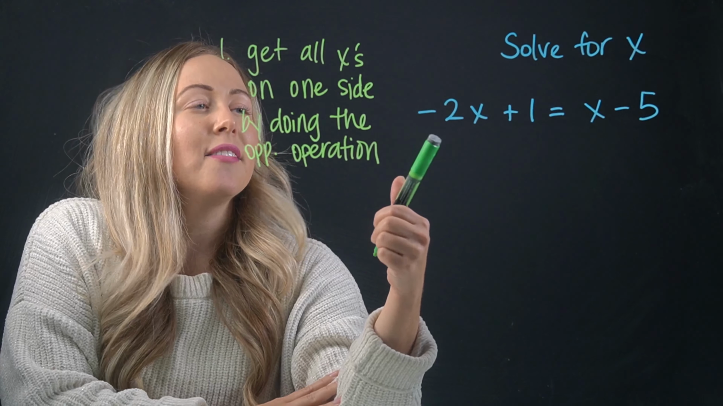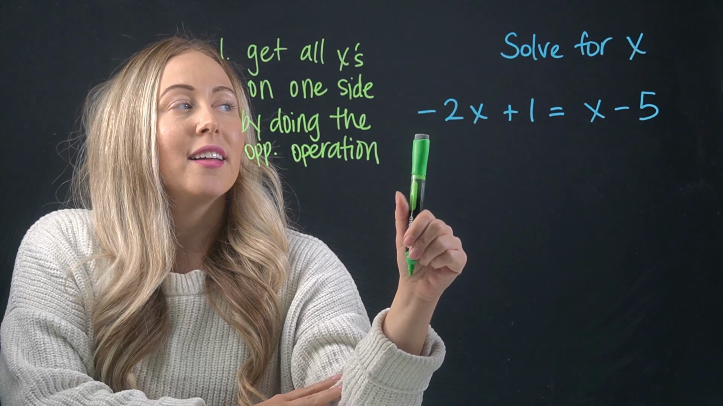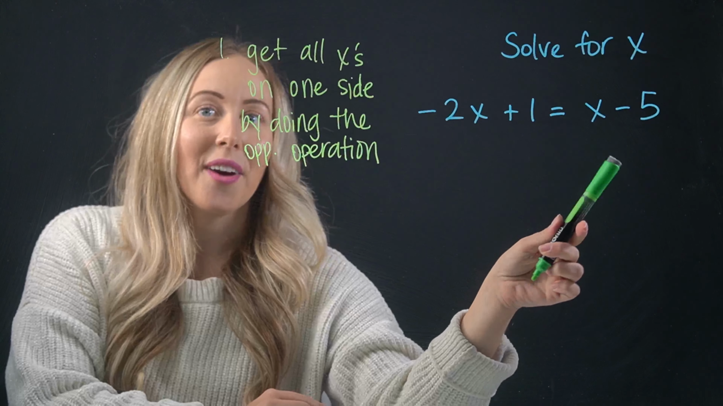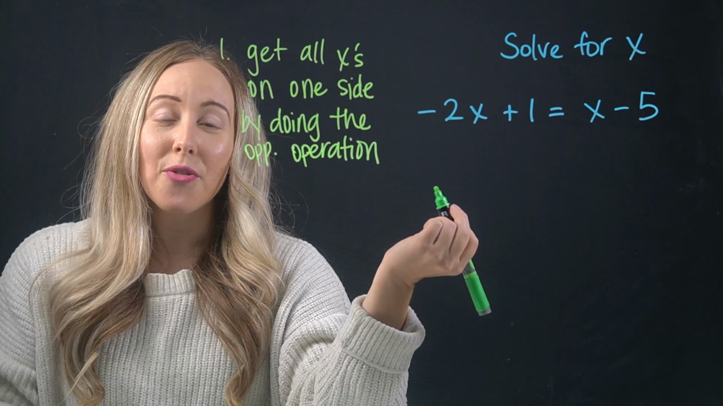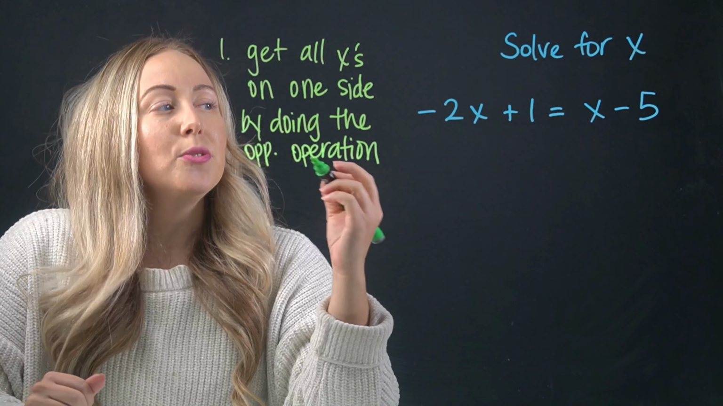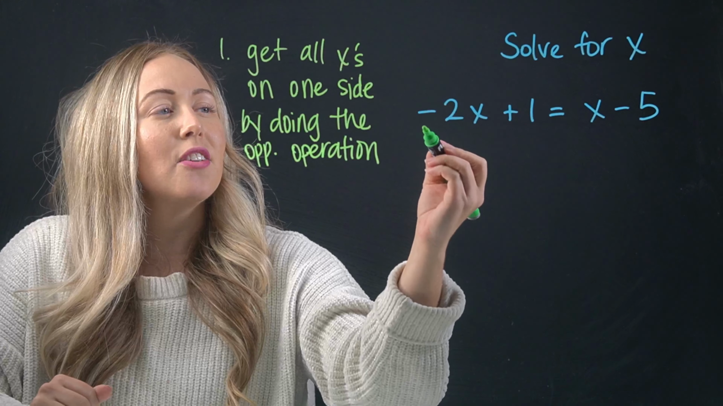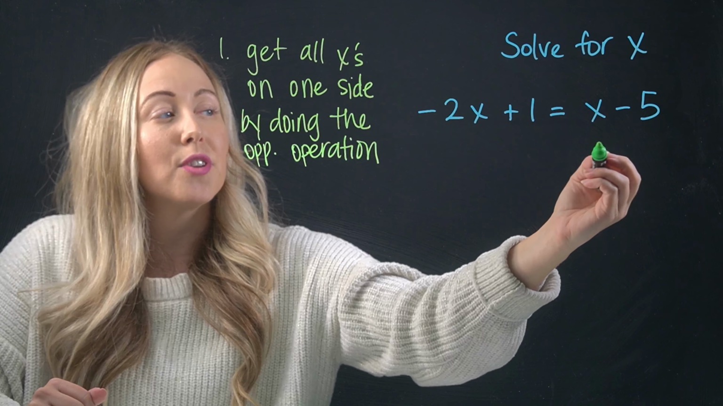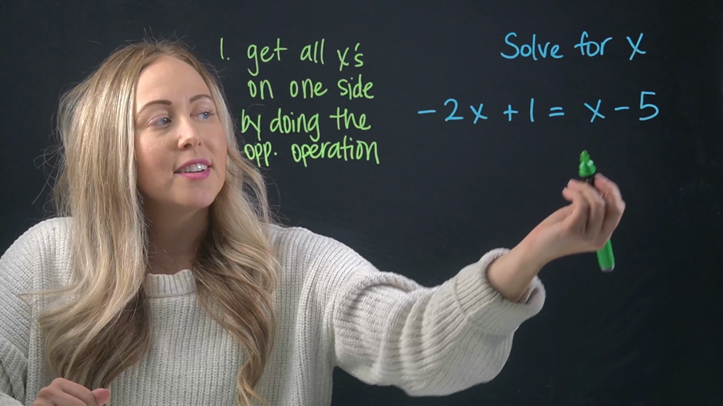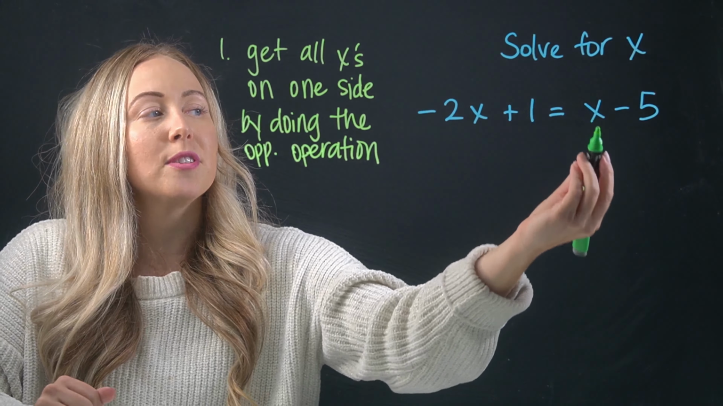So let's take a look. We have negative 2x on the left-hand side, and we have x on the right-hand side. We want to make sure x stays positive. It's just going to be a little bit easier for us if we do it this way. So we want to do an opposite operation. We could either add 2x over here, or we could subtract x on both sides. But if we subtract x both places, we're going to end up with negative 3x. If we add 2x here, we'll end up with positive 3x. So we want to do that. It's going to be a little bit easier.